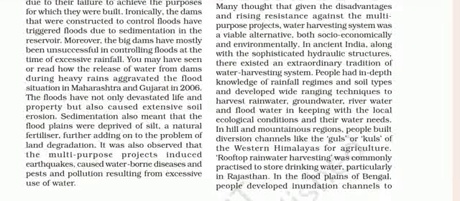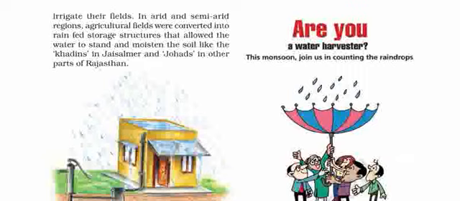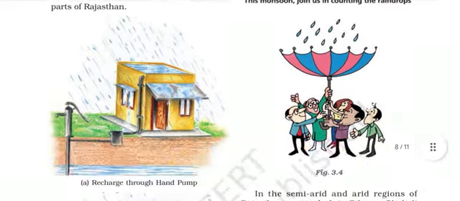In hill and mountainous regions, people built diversion channels like the guls or kuls of the western Himalayas for agriculture. Rooftop rainwater harvesting was commonly practiced to store drinking water, particularly in Rajasthan. In the floodplains of Bengal, people developed inundation channels to irrigate their fields. In arid and semi-arid regions, agricultural fields were converted into rain-fed storage structures that allowed the water to stand and moisten the soil, like the Khadins in Jaisalmer and Johars in other parts of Rajasthan.